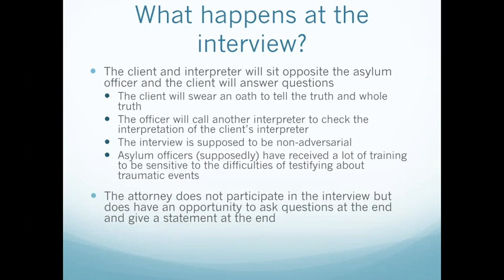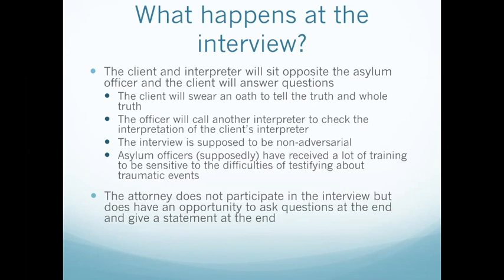In my last interview, my client, when she was talking about the worst thing that happened to her, she said, I actually can't talk about this. I need to write it down. And so the asylum officer gave her a piece of paper and let her write it down, and then the interpreter read what she wrote. So they really want to get the testimony the best way they possibly can.